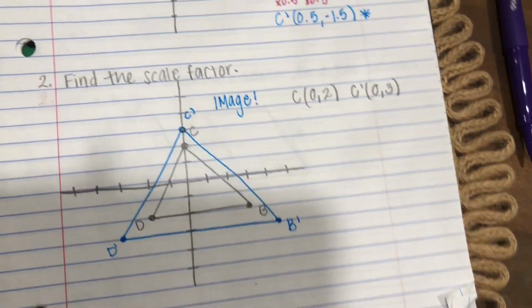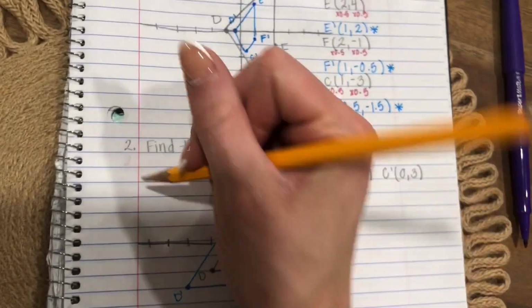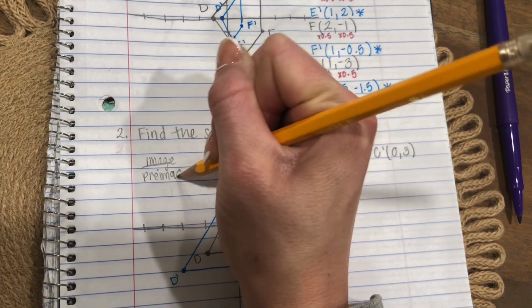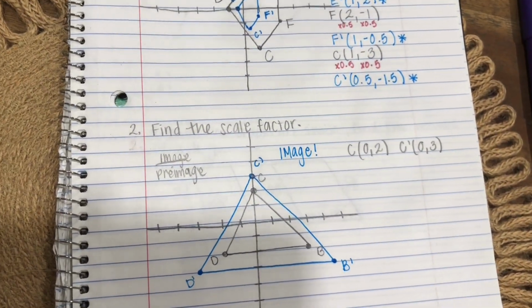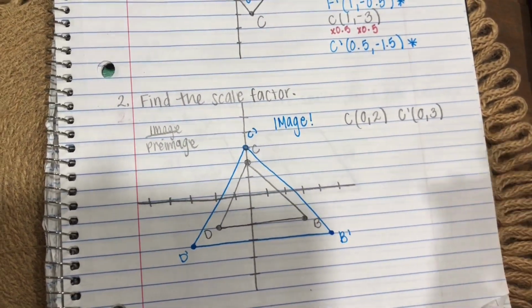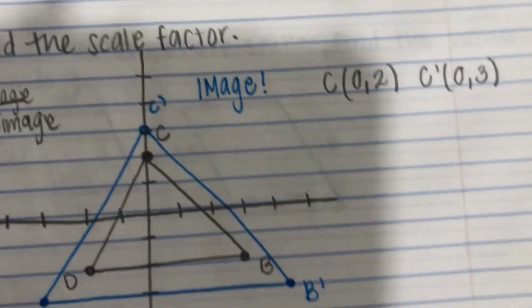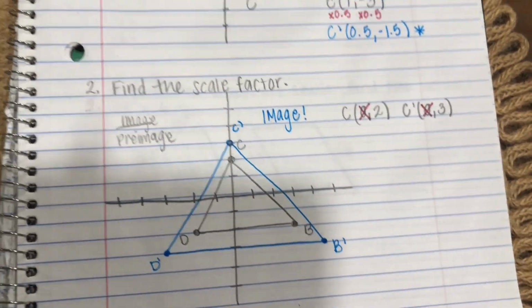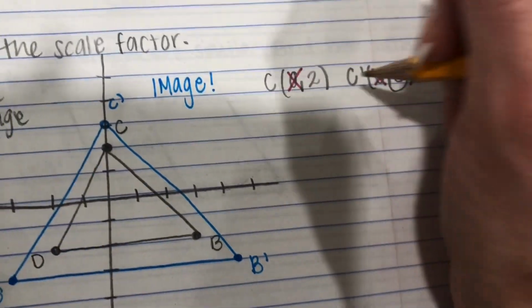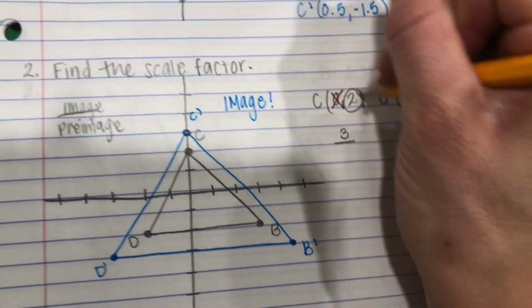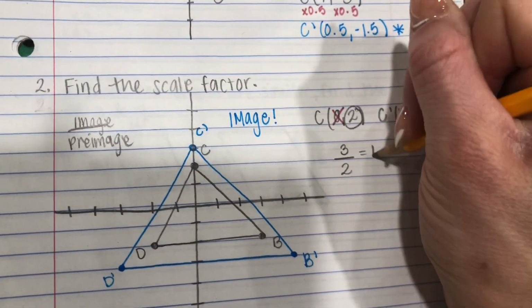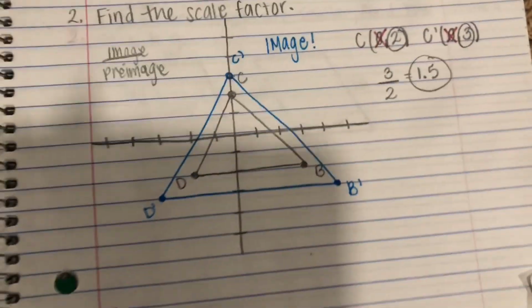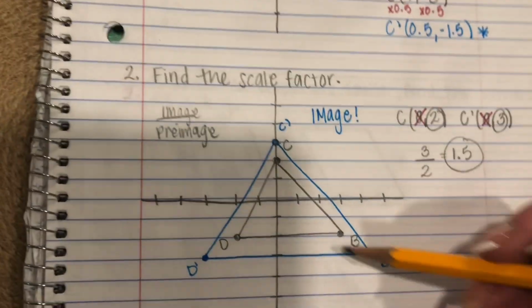And then remember, the formula is image over pre-image. So all I have to do is pick these points and then take the new one and divide it by the old one. But remember, you cannot use 0, 0 because it won't work. It'll give you an error. So I'm just going to take 3 because that's the y value of the new one, and divide it by 2, which gives me 1.5. And that's your answer. If you want to be sure on your quiz that you did it right, we can do another point.